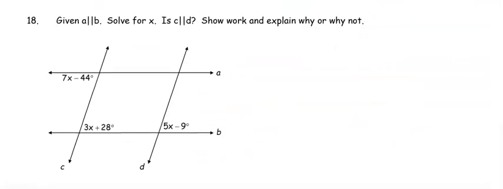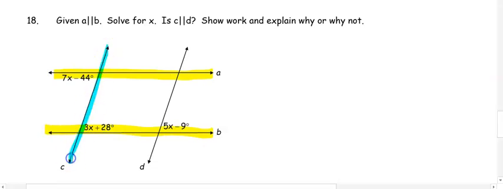In number 18, given that A is parallel to B, is C parallel to D? So first, we know right now that A and B are parallel. So the other two lines, C and D, are transversals for now. So I want to look at the line that has two angles on it, which in this case is line C. Those angles are alternate interior angles, so they are congruent. So we're going to solve for x first using those angles.